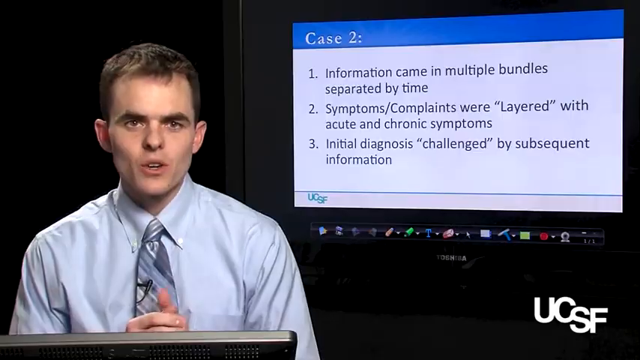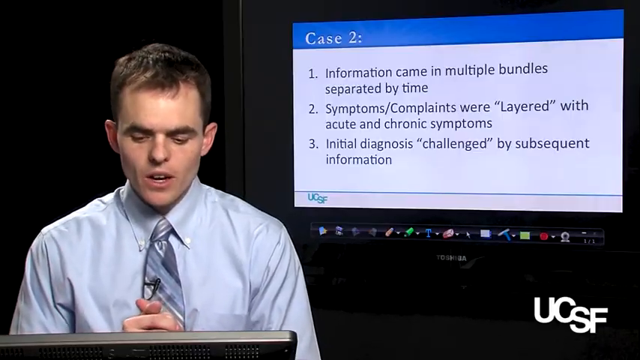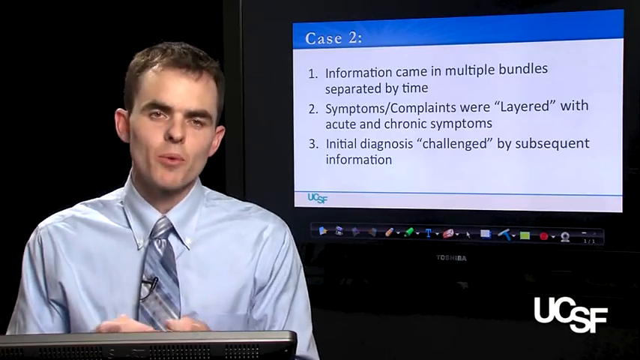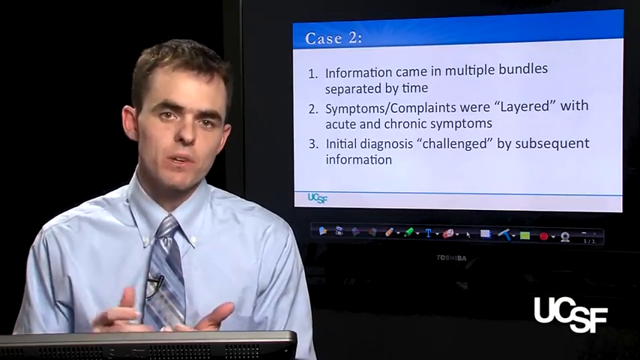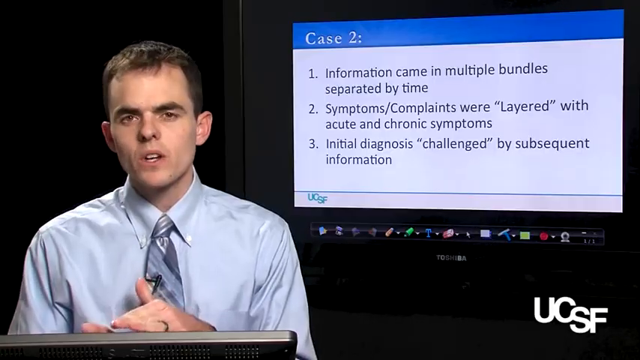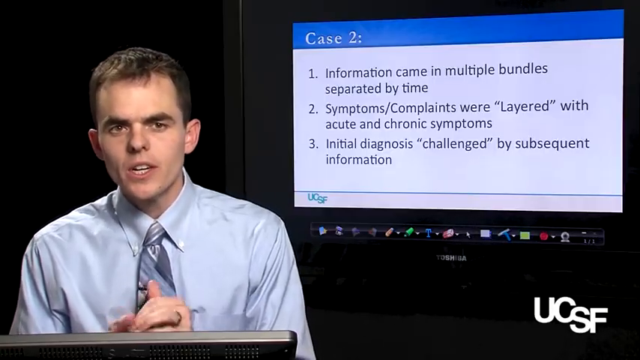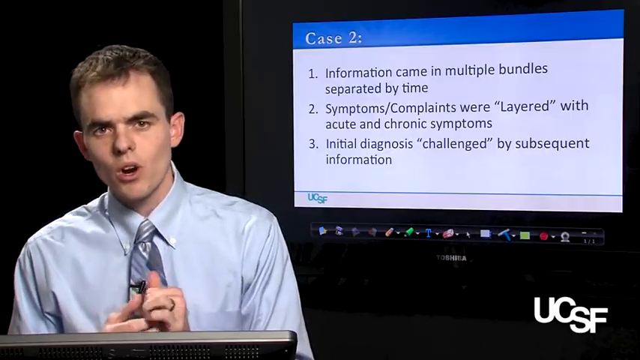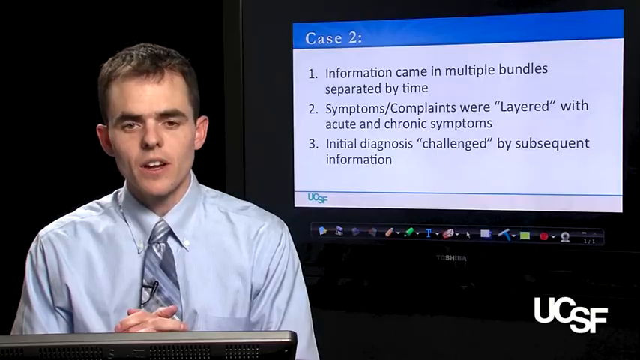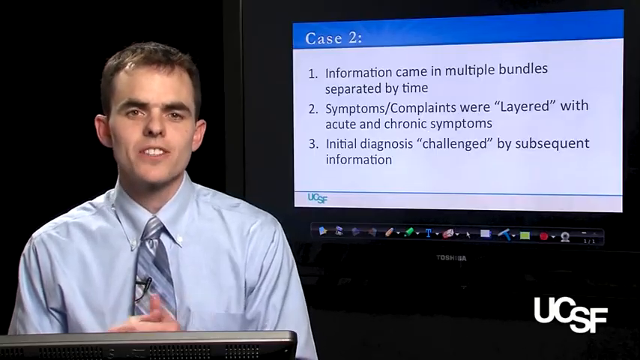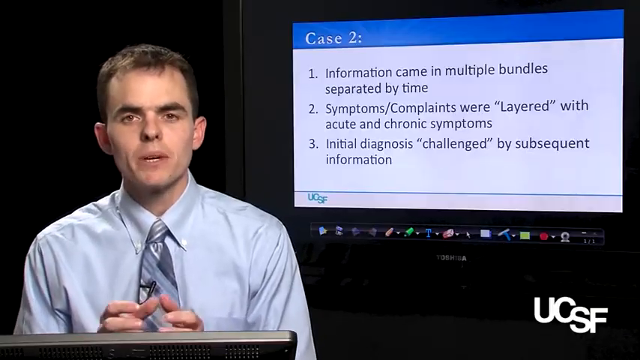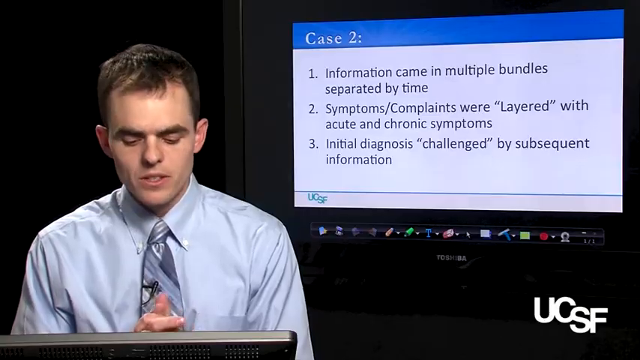So what made this case so complicated? First of all, you get a sense of information coming in multiple bundles separated over time. In fact, this might have happened over a week or so. The symptoms and complaints weren't totally straightforward. In fact, they were layered. There were some acute symptoms and some chronic symptoms. On the lung exam, there were layered findings too. You had the rhonchi, and maybe the crackles were there, maybe they weren't, but there were multiple layers to this information.